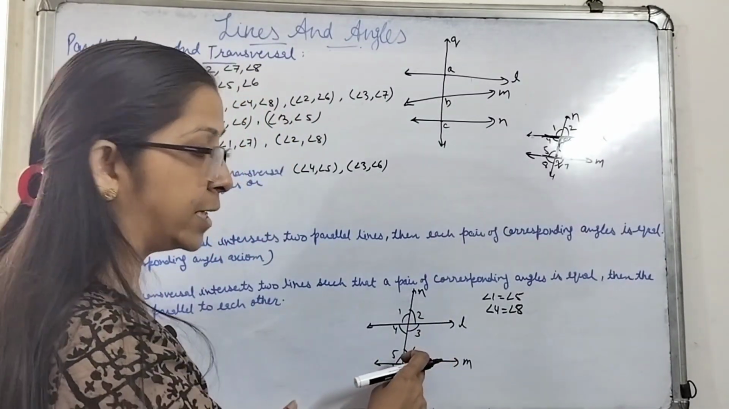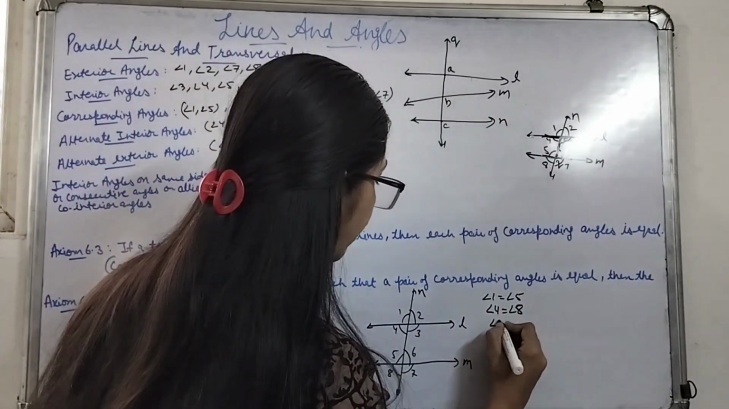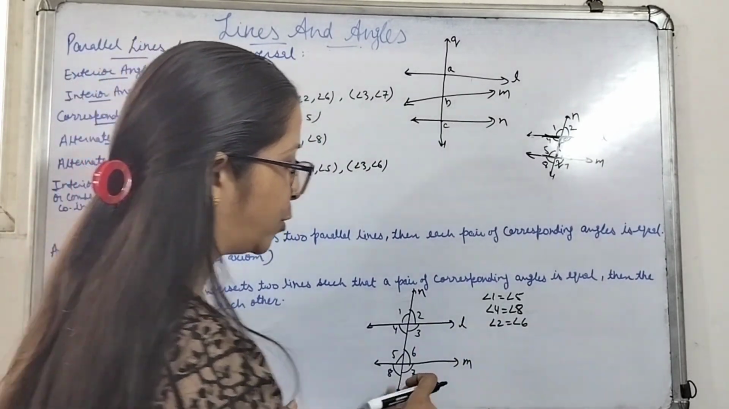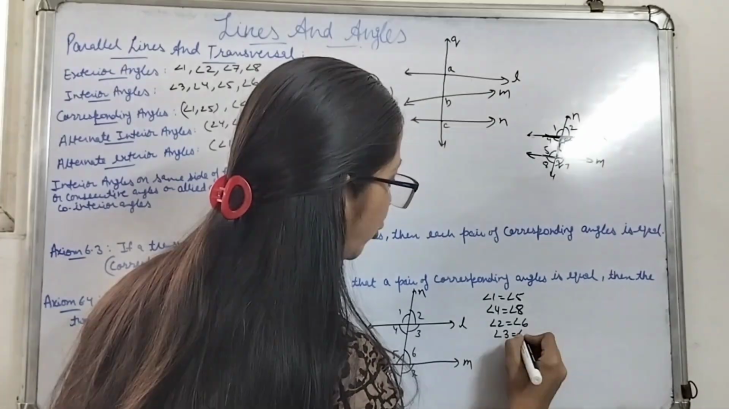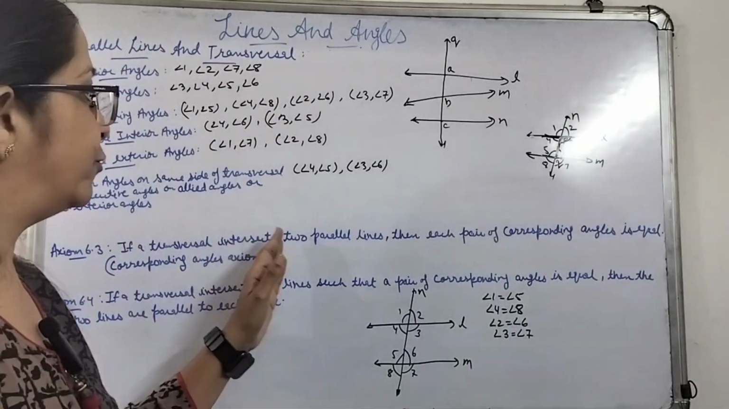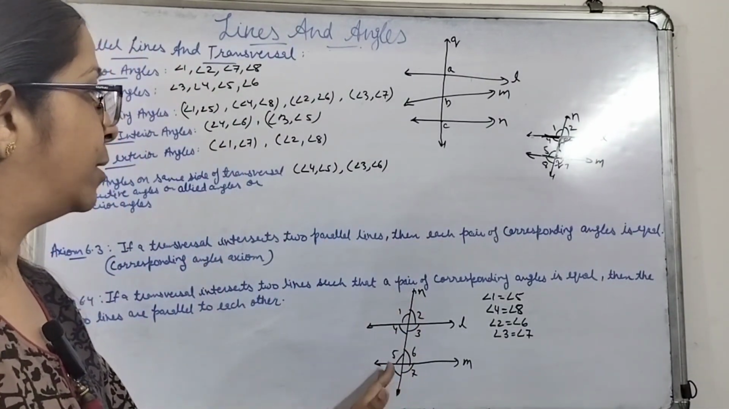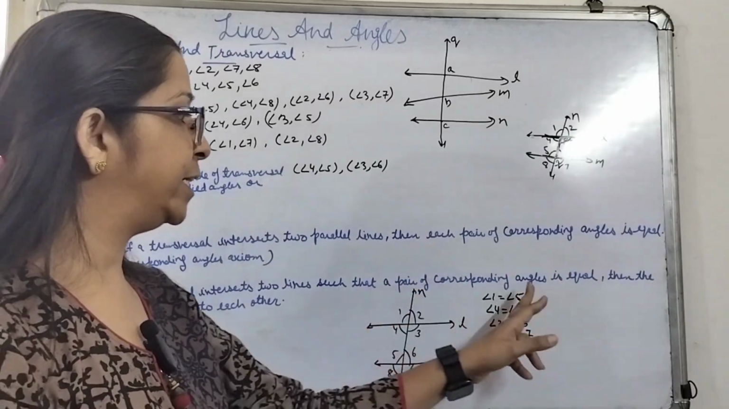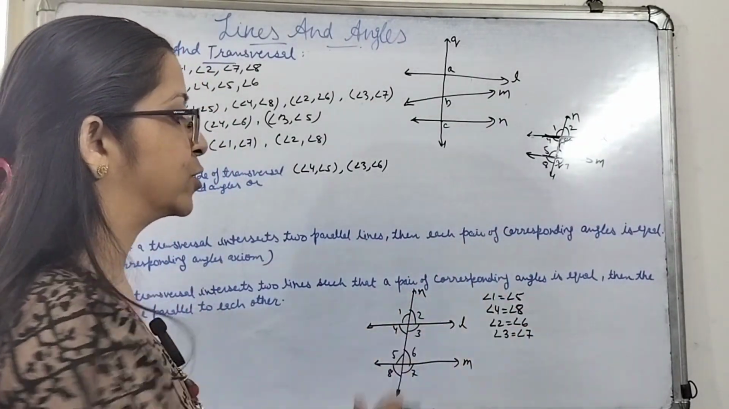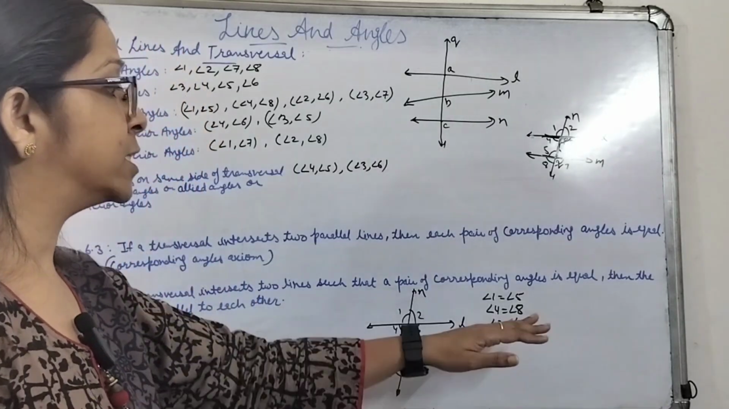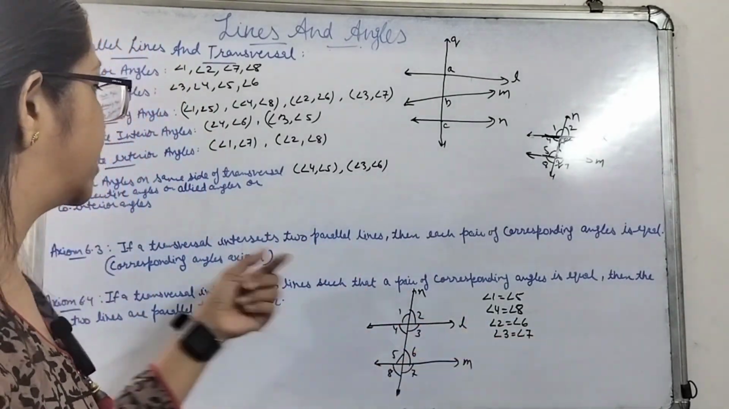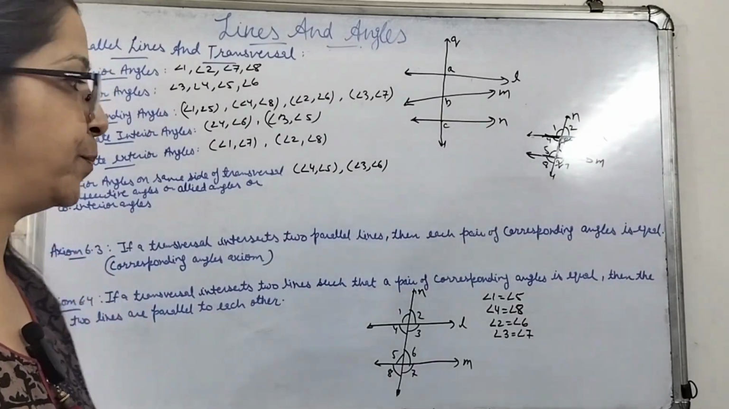Angle 2 and angle 6 are corresponding angles, so angle 2 will be equivalent to angle 6. Angle 3 and angle 7 are corresponding angles, so angle 3 will be equivalent to angle 7. So if a transversal is intersecting two lines which are parallel to each other, then each pair of corresponding angles will be equal. This condition is going to be satisfied. It is not to be proved, but it is true for each and every condition. That's the reason we have taken it as an axiom.